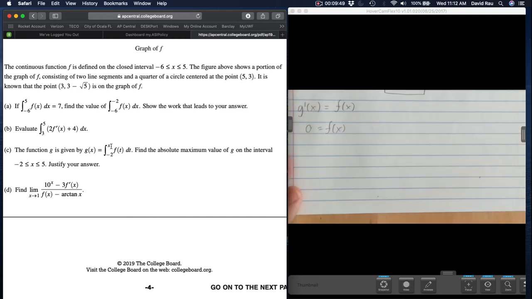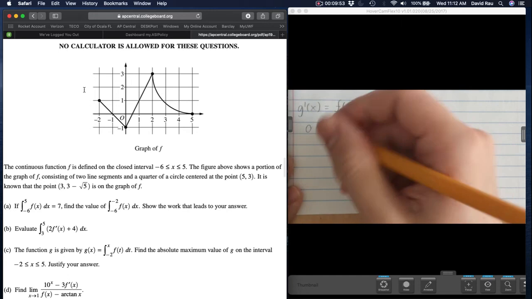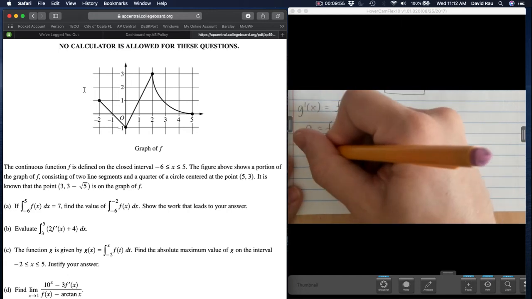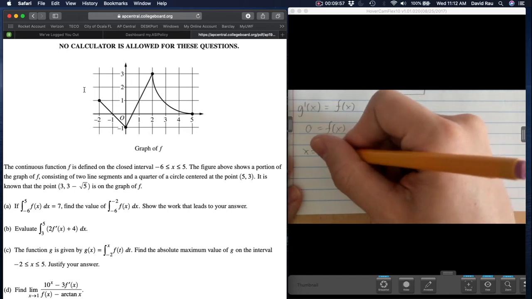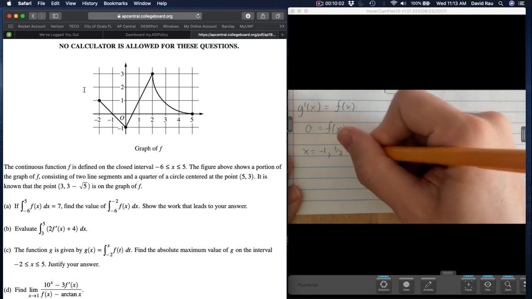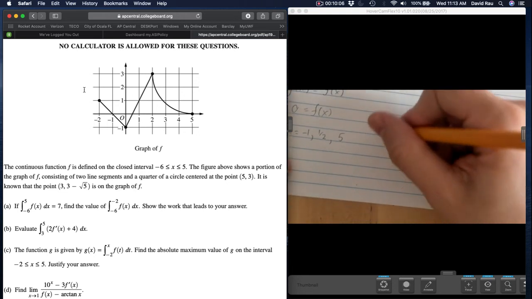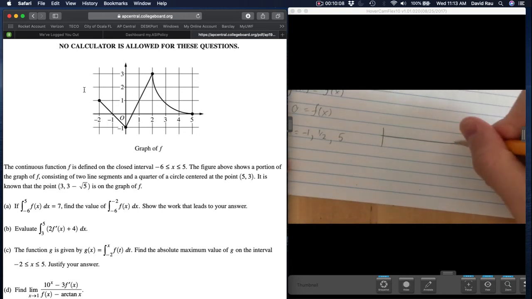And f of x is the one I can actually investigate because I have its graph. So where is f 0? Well, that happens at x equals -1, and it also happens at x equals 1/2, and it also happens at 5. And so now let's kind of look at our sign chart here.